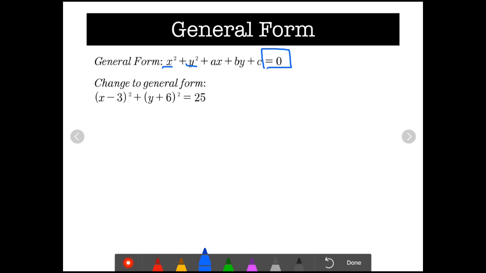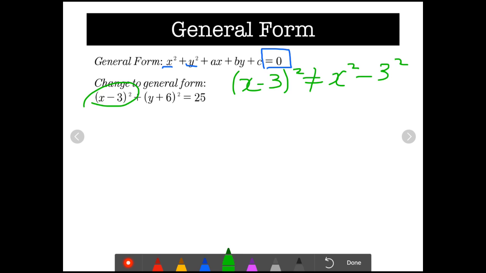So in this question, we're going from standard form to general form, and that means we are going to multiply this out. One quick note I would like to make here is that (x - 3)² is not the same thing as x² - 3². This is one of the most common mistakes that I see as a math tutor.